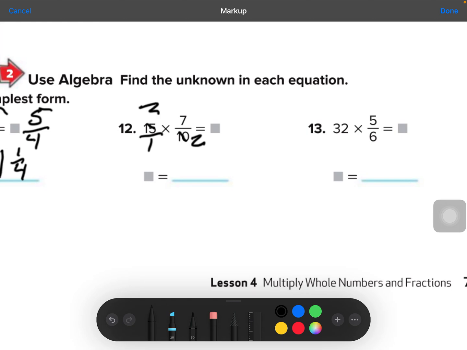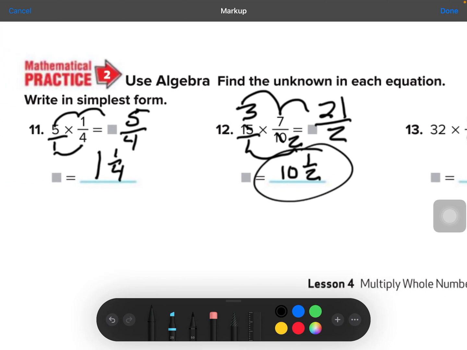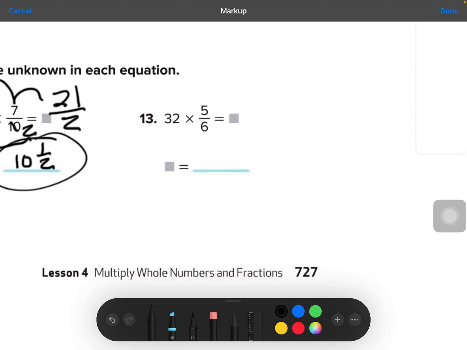Ooh, right here I can simplify. I know that 5 will go into this twice, and 5 will go into this 3 times. So 3 times 7 is 21. 1 times 2 is 2. Got to simplify that. 2 will go into 20 at least 10 times with 1 left over and bring the half down. So that's my answer.